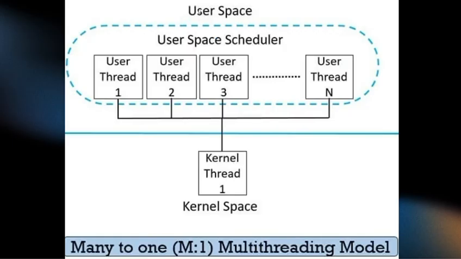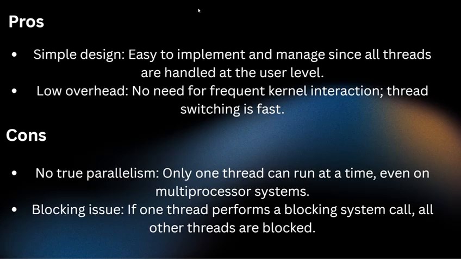In the diagram, we can see a kernel space and a user space. N number of user threads are mapped on a single kernel thread. The pros: thread creation, switching, termination are quicker since kernel involvement is minimal. No kernel mode management reduces system overhead. Works even on system without native multithreading support.